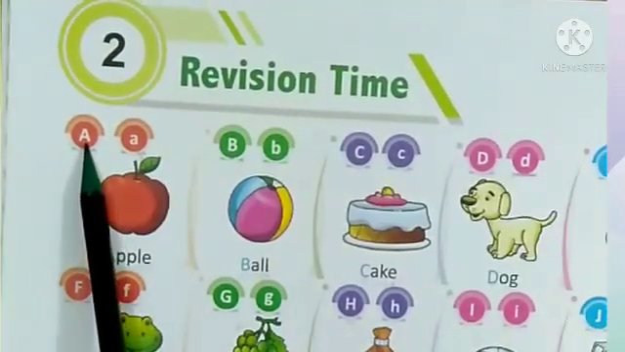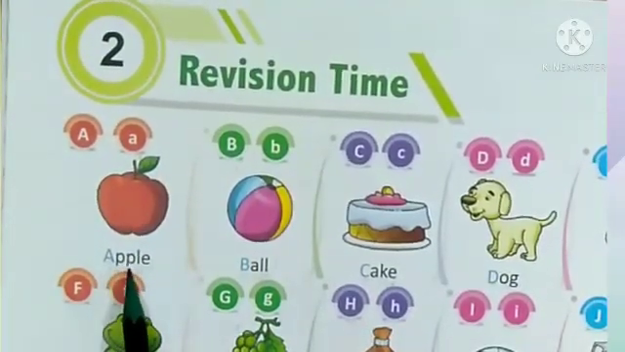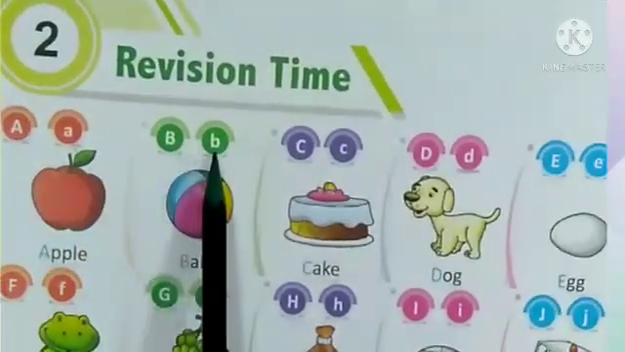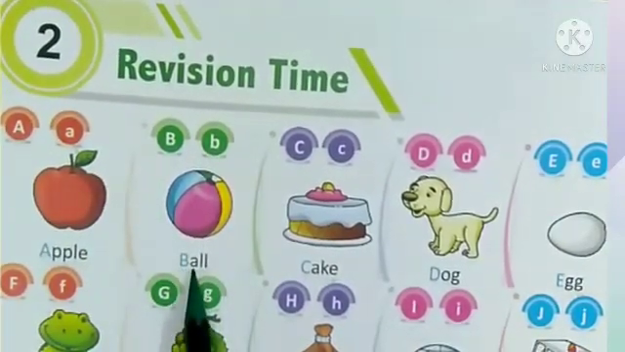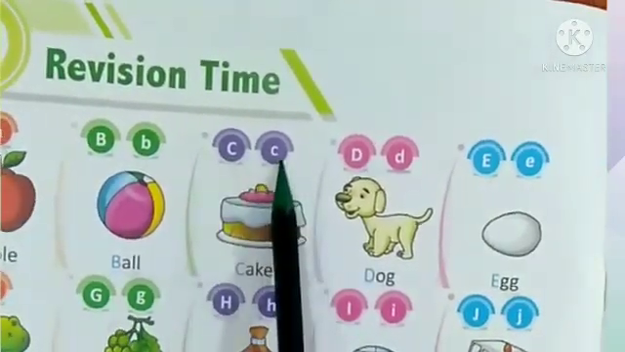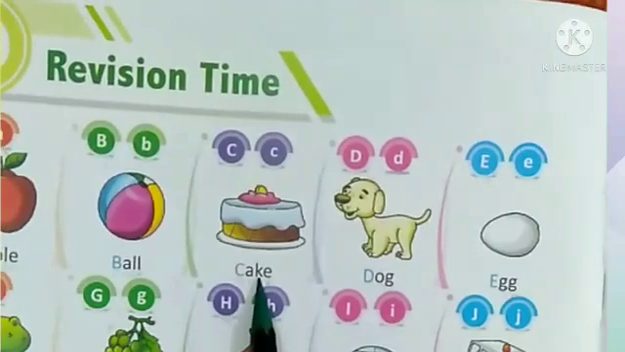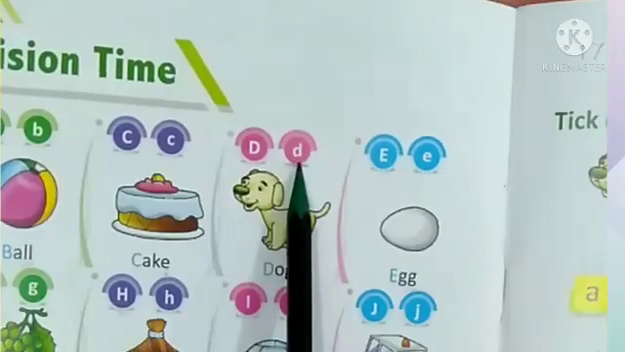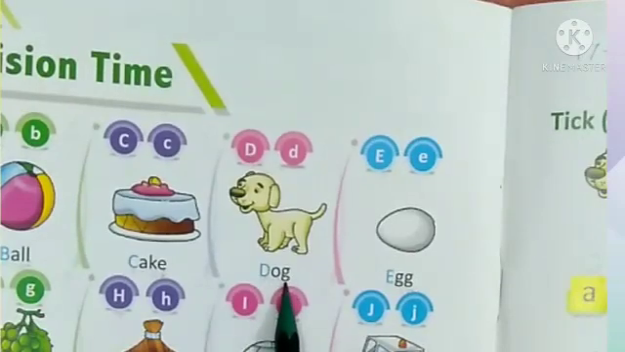A for apple. A P P L E, apple. B, this is capital B and this is small b. B for ball. B A L L, ball. C, capital C and this is small c. C for cake. C A K E, cake. D, capital D and this is small d. D for dog. D O G, dog.